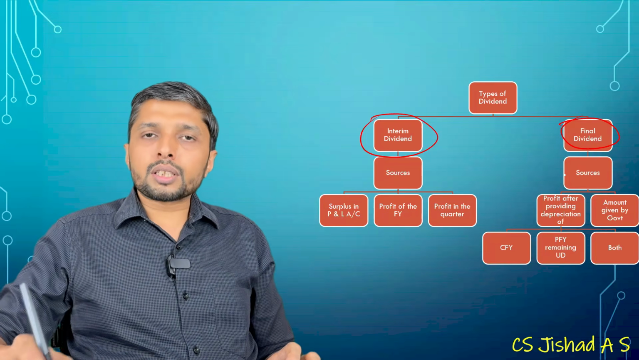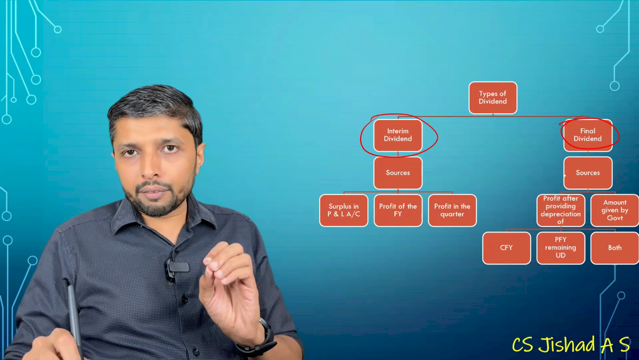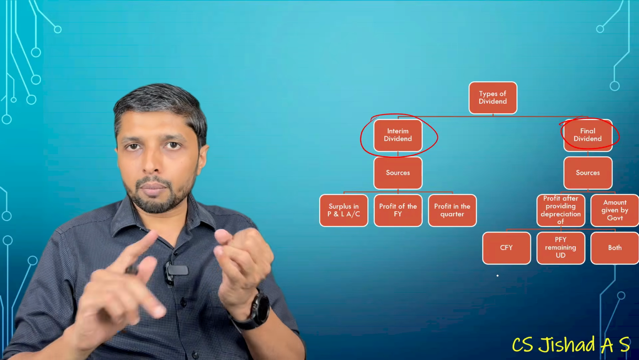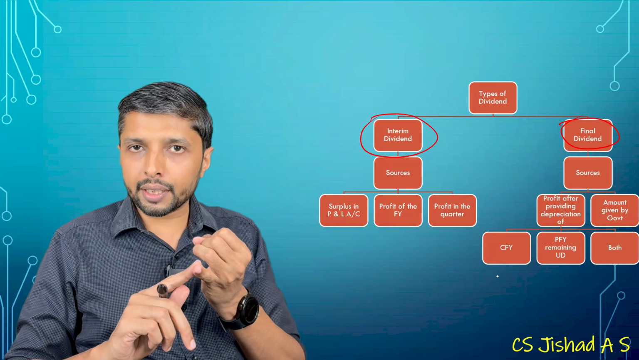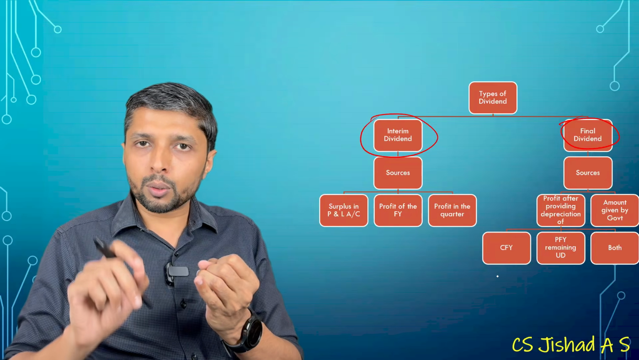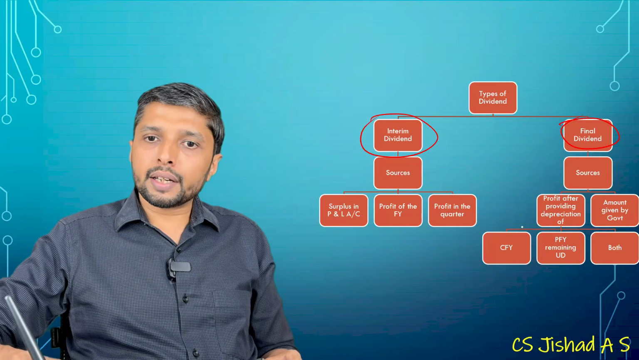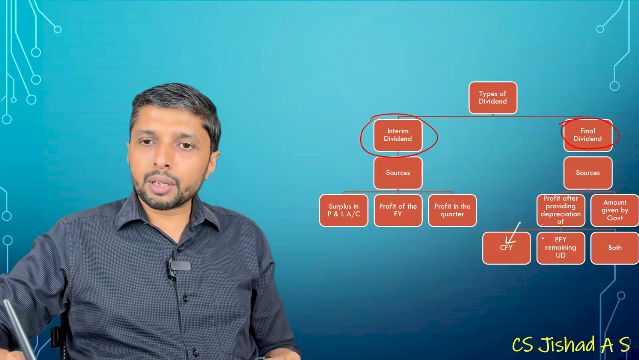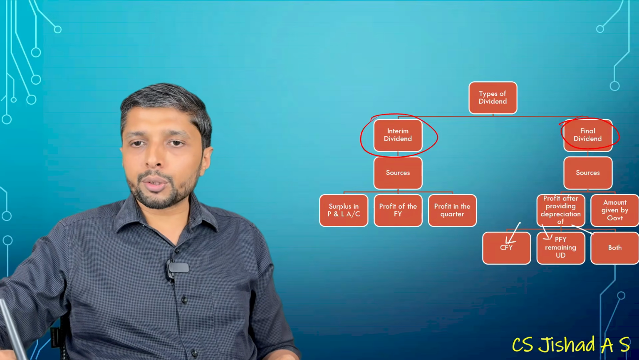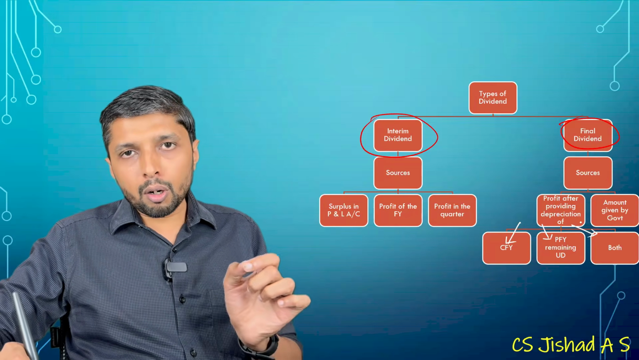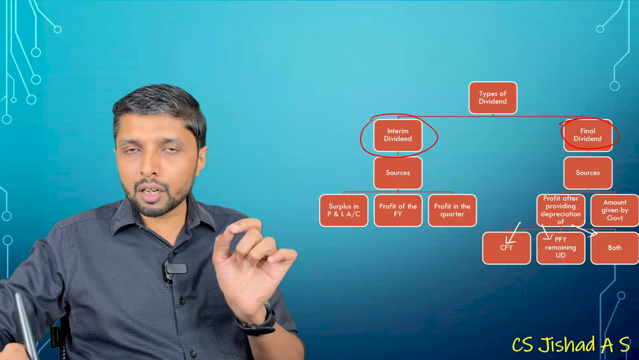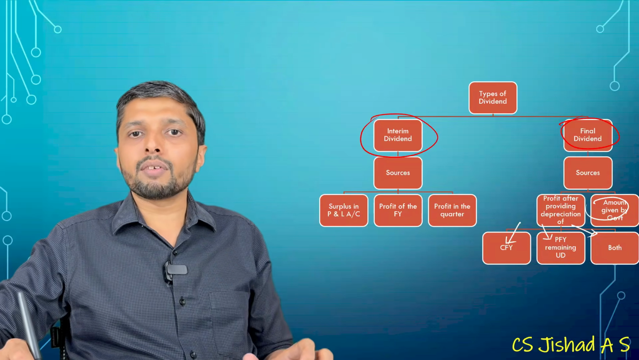Okay, then with respect to the sources of final dividend, we can have two sources. Number one is profit after providing depreciation as per Schedule 2 of Companies Act, from current financial year, preceding financial year remaining undistributed, or out of both, or the amount given by central government or state government in pursuance of any guarantee given by it.